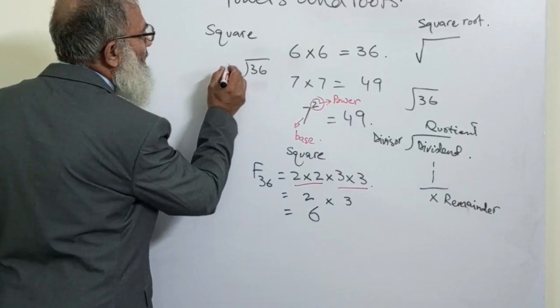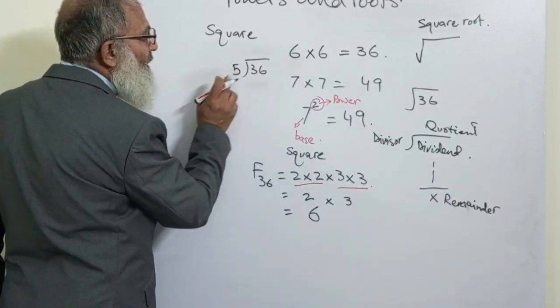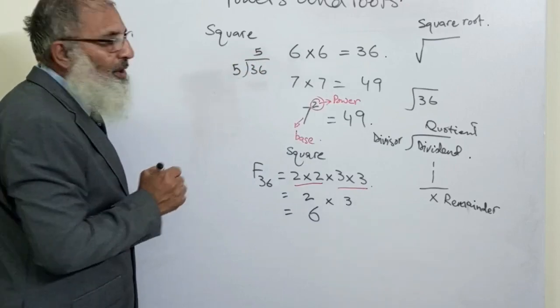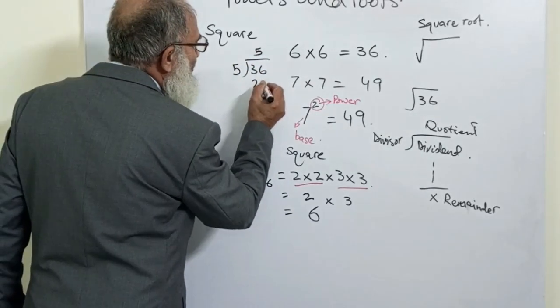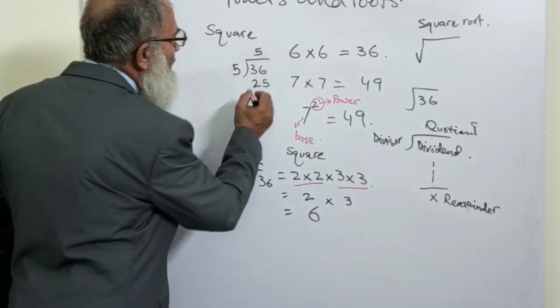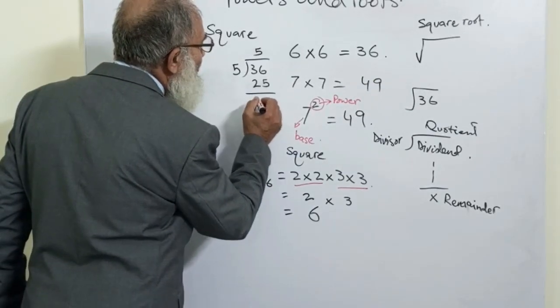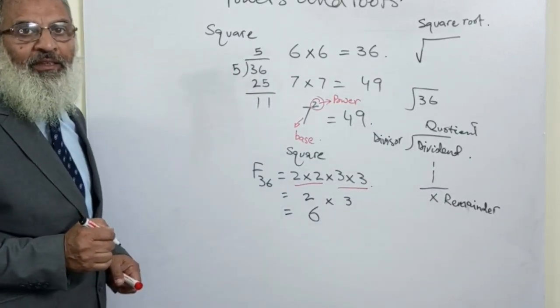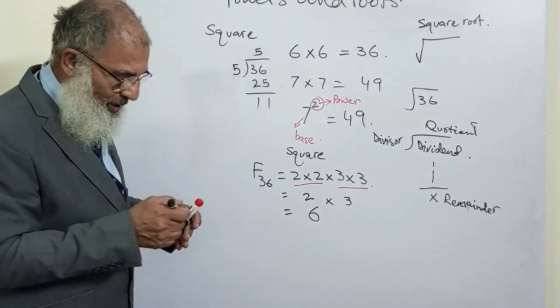This is, for example, 5. If the divisor is 5, then the quotient must also be 5. So it is making some sense, but still it is much smaller. And the remainder is coming as 11, which is greater than the divisor. So this is again not allowed.